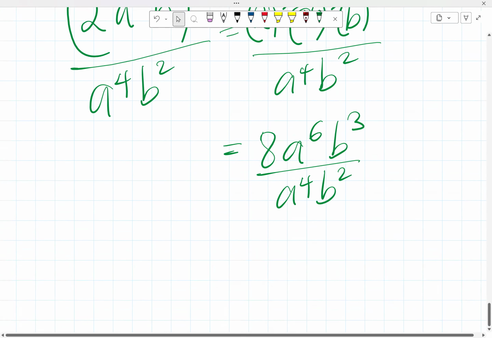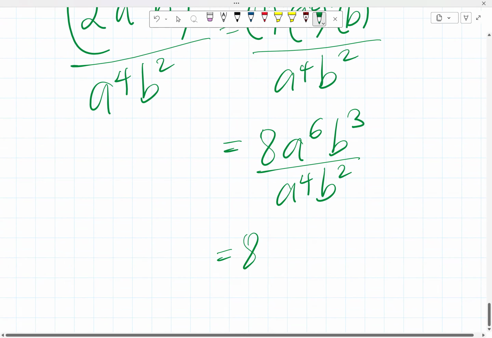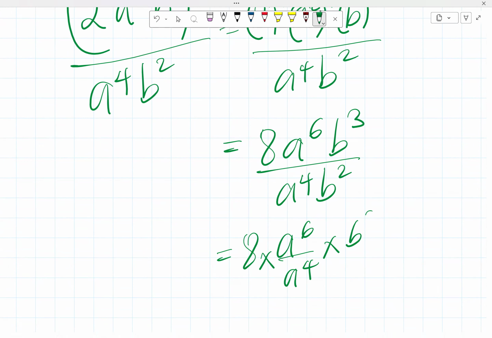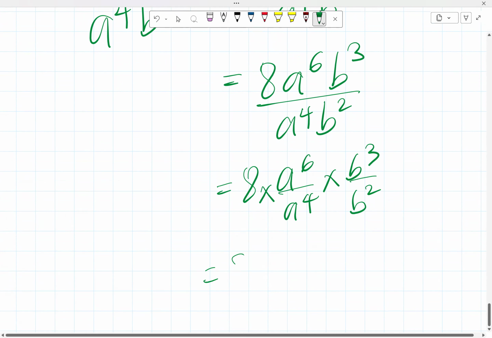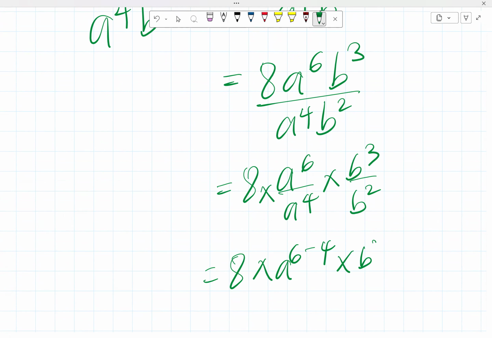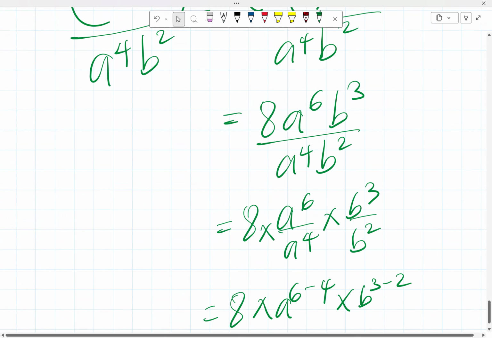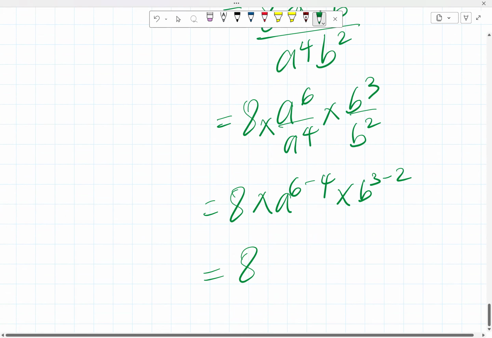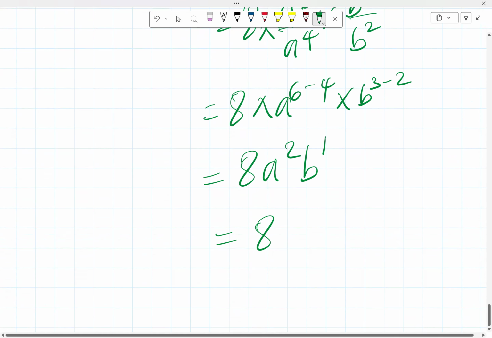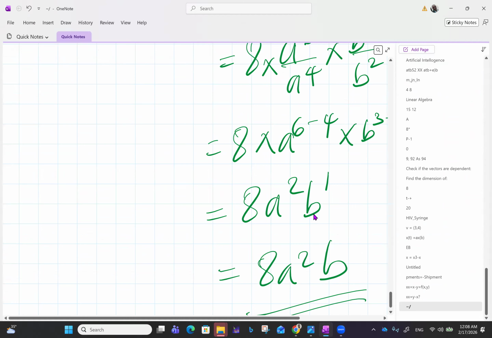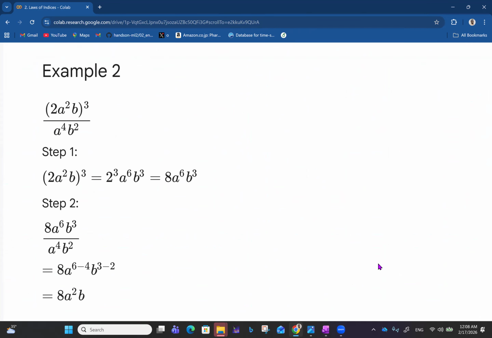And then we can go ahead and say this is 8 a raised to power 6 all over 4 times b raised to power 3 all over b raised to power 2. We can split the things up like this, and then we have 8 times a raised to power 6 minus 4 times b raised to power 3 minus 2, because they are dividing. Then we have 8 a raised to power 2 b raised to power 1. So our final answer is 8a squared b for that problem.